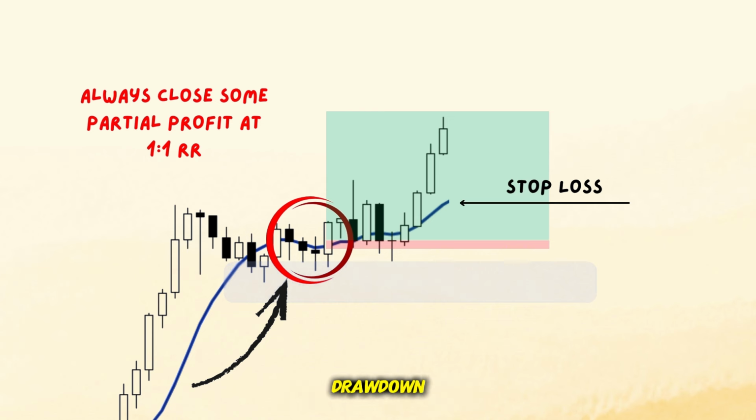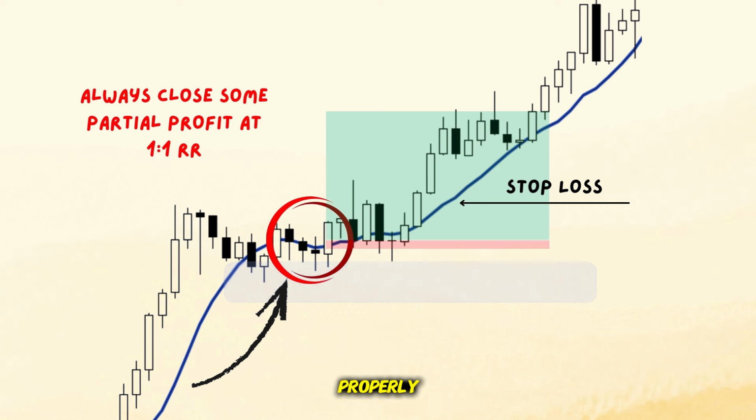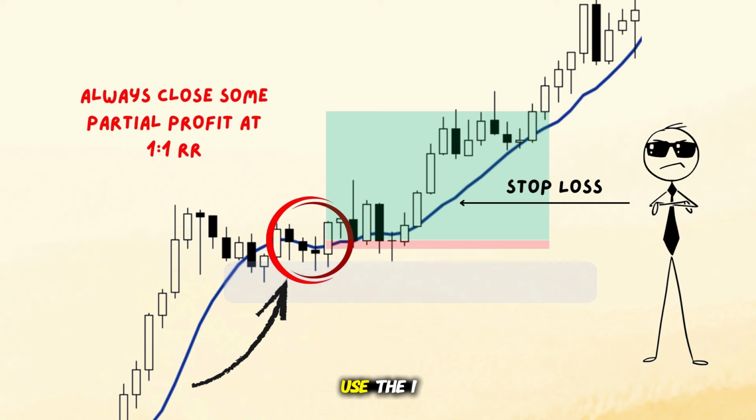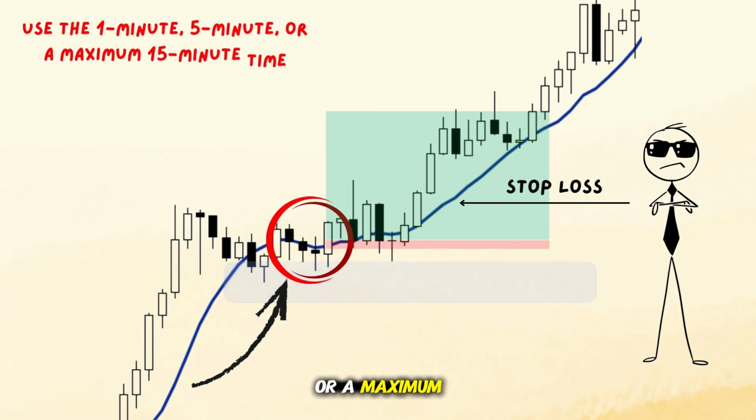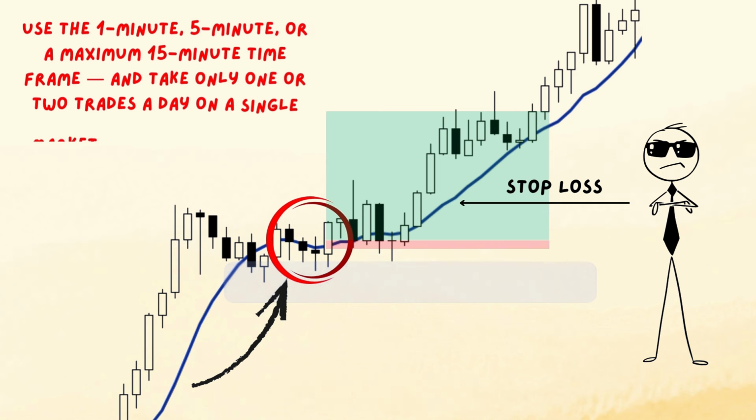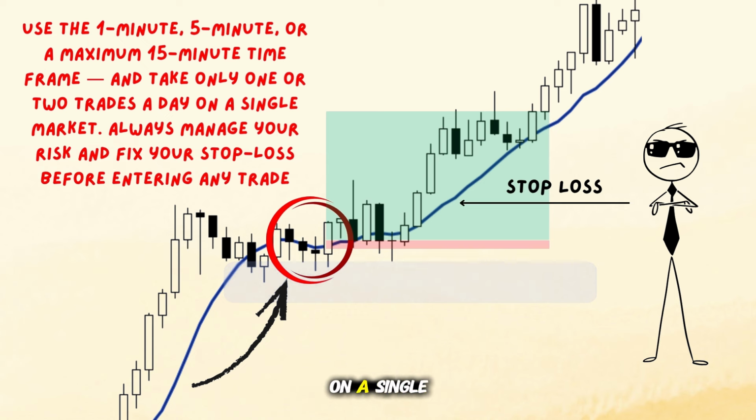There's almost no drawdown. If you just follow the rules properly, you can secure your profits easily and trade with full confidence. Use the 1-minute, 5-minute, or a maximum 15-minute time frame, and take only 1 or 2 trades a day on a single market. Always manage your risk and fix your stop loss before entering any trade. So that's it. That's the full strategy.